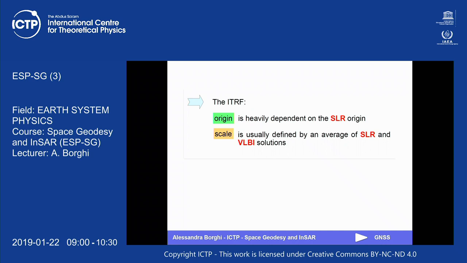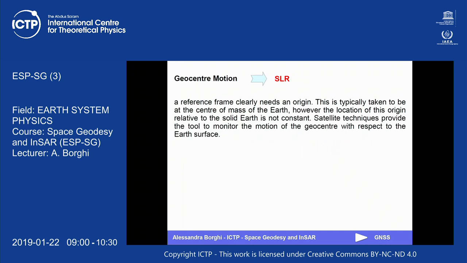So we need to define the origin, and this origin of our system will be defined using the SLR technique. This is one of the reasons that I talk about these techniques. And we need a scale. We use it to define the scale and orientation of our system. You use two techniques, SLR and VLBI solutions, especially. We are going to see that now.